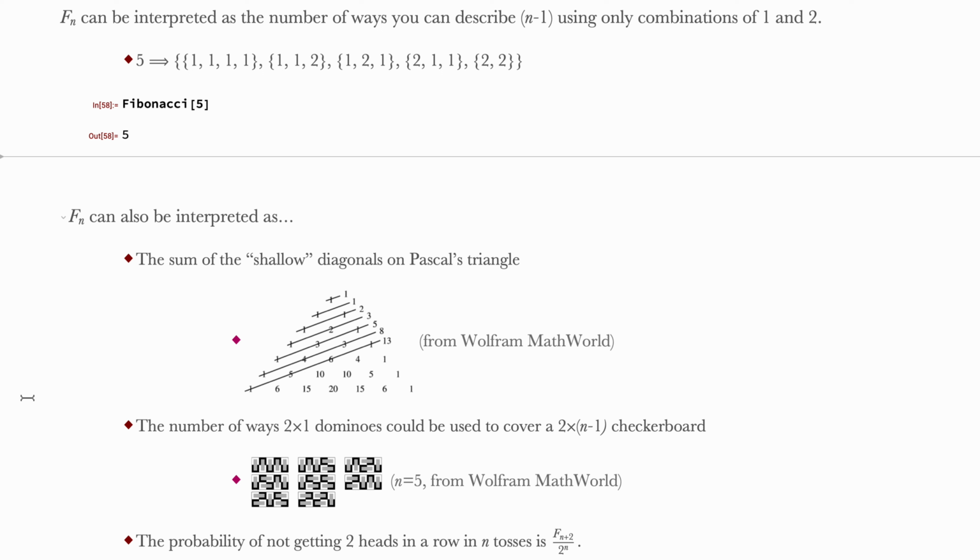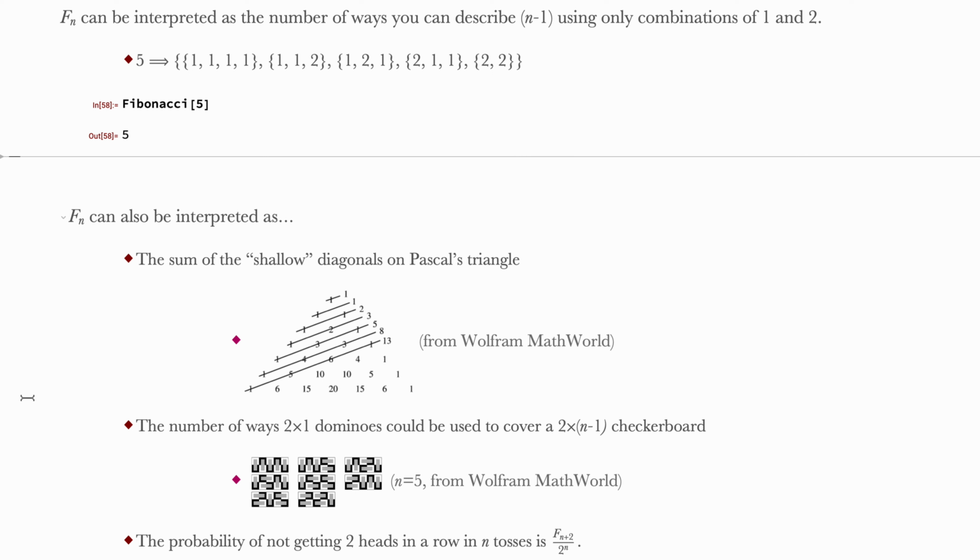Along with that, the nth Fibonacci number can also be interpreted as the sum of the shallow diagonals on Pascal's triangle, and we can demonstrate that using this nice little picture that I grabbed from Wolfram MathWorld. It can be interpreted as the number of ways 2 by 1 dominoes could be used to cover a 2 by n minus 1 checkerboard. To demonstrate that, we also have another picture from Wolfram MathWorld with a value of n equals 5.